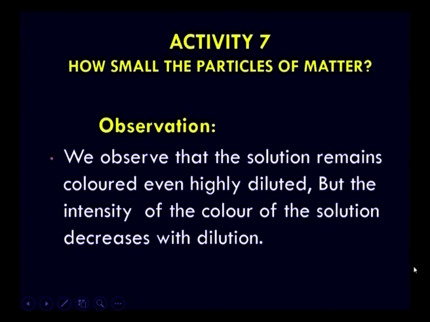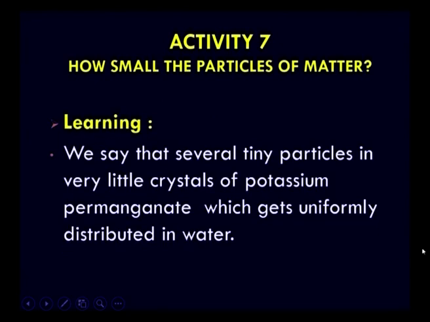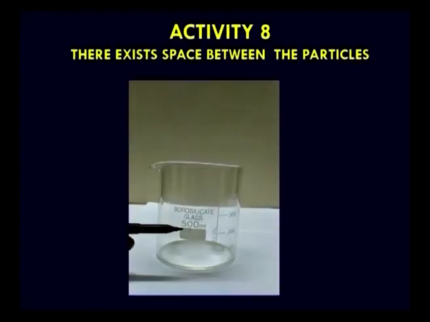Observation. From this activity, we observe that the solution remains colored even when highly diluted, but the intensity of the color of the solution decreases with dilution. Learning. From this activity, we learn that there are several tiny particles in very little crystals of potassium permanganate, which get uniformly distributed in water. Let us perform an activity. There exists space between the particles.